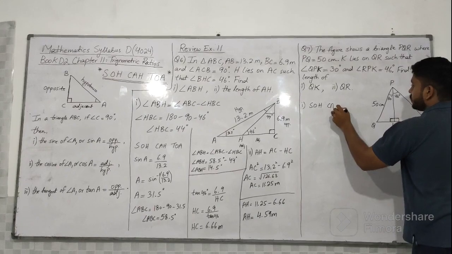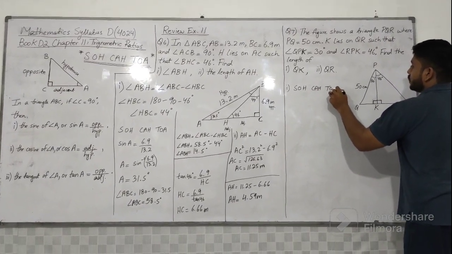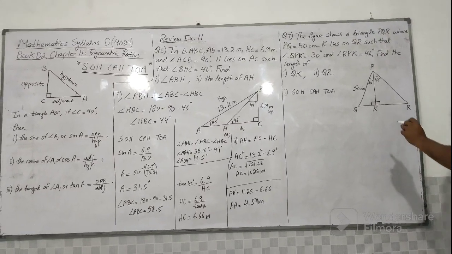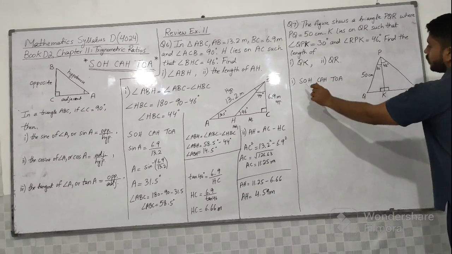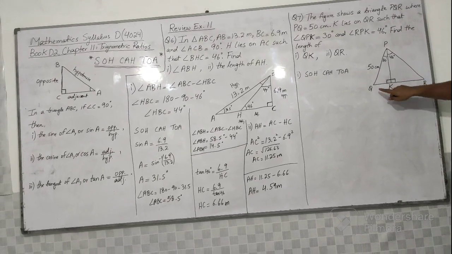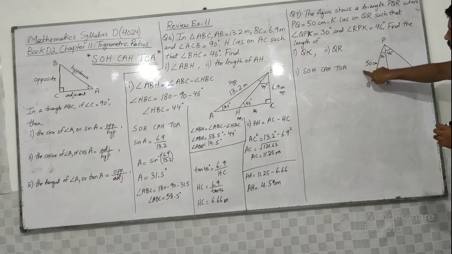So, to find QK, which one of these three ratios will we be applying here? We have to see, we have to find this, and we are given this.